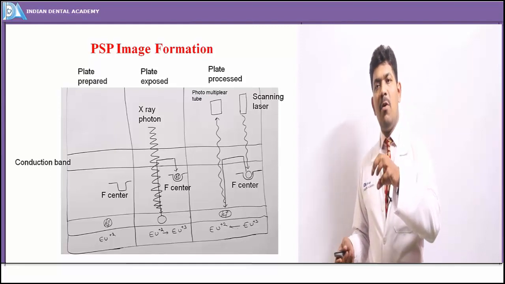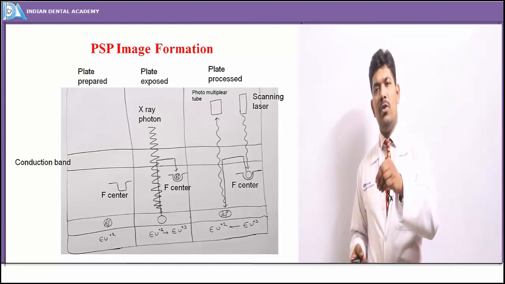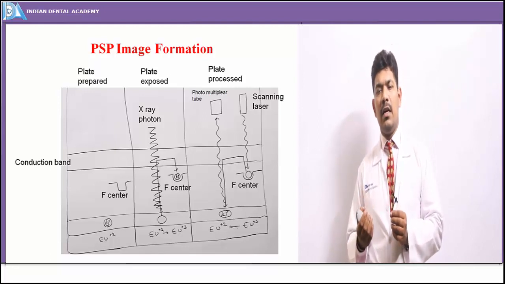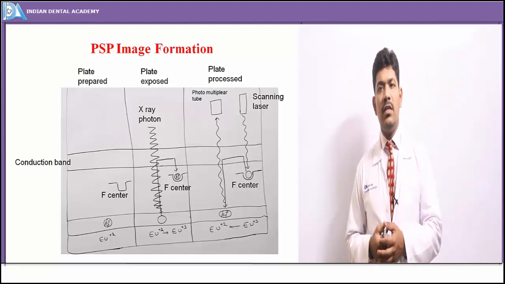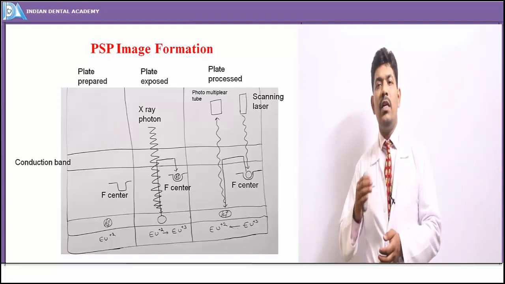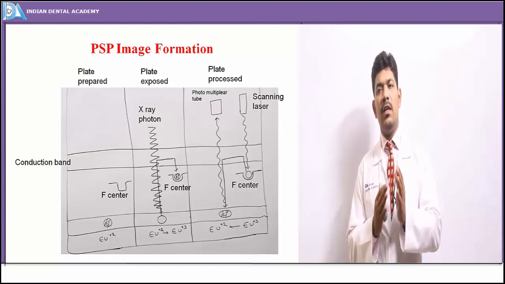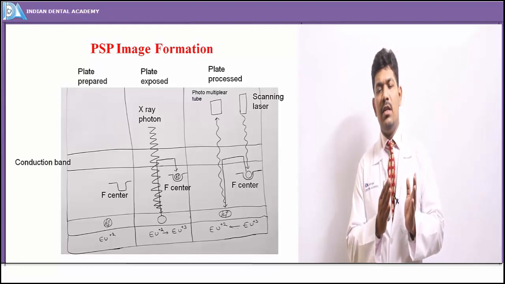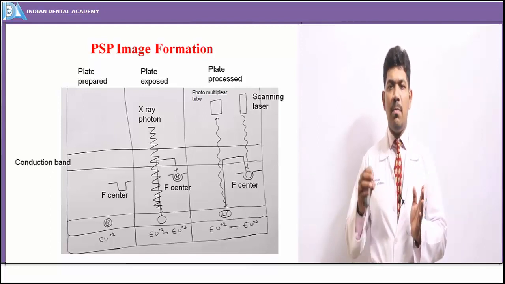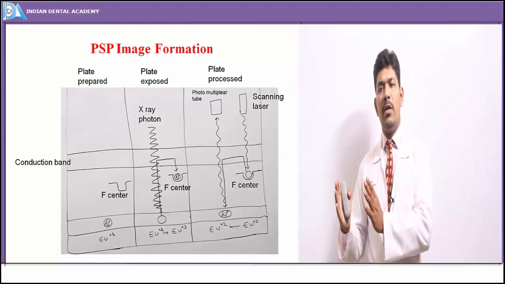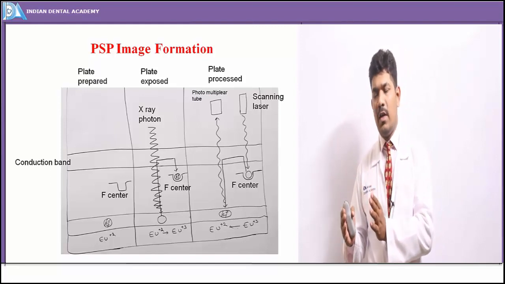So the number of electrons stored in a particular well, that is your epicenters, is directly dependent upon the incident X-ray energy. It means areas wherein more energy is incident have more electrons jumping into the wells when compared to areas which receive less X-rays.